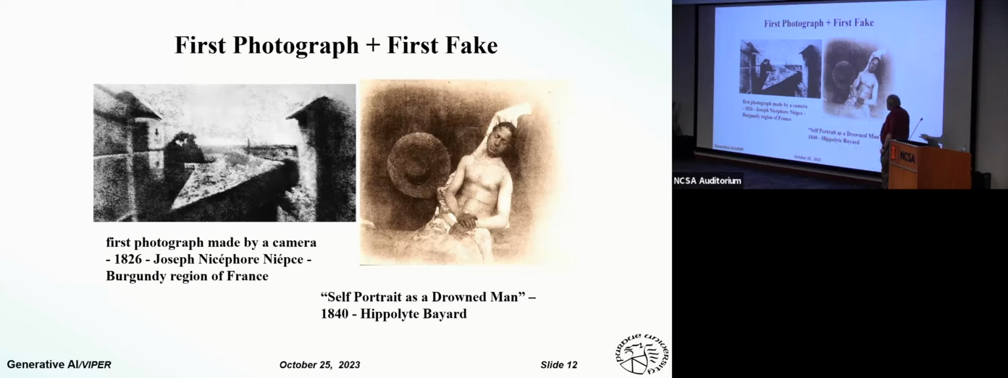Then about 14 years later, we have this picture, which is usually referred to as the first fake. So this is the first manipulated image. Generally, it's believed. Now, again, you can always argue. This is the self-portrait as a drowned man. And this particular artist was interested in making a portrait of how he would look if he was drowned. And he used a lot of really fancy darkroom techniques to be able to produce this image. So it's manipulated. It's considered to be one of the first ones.